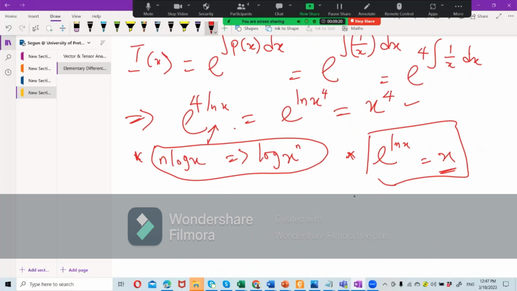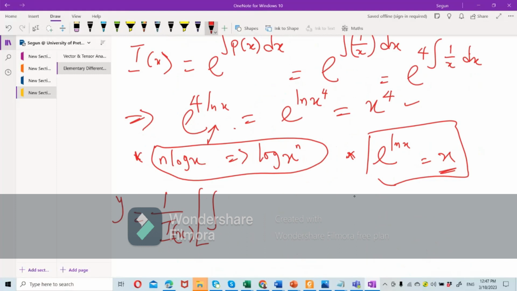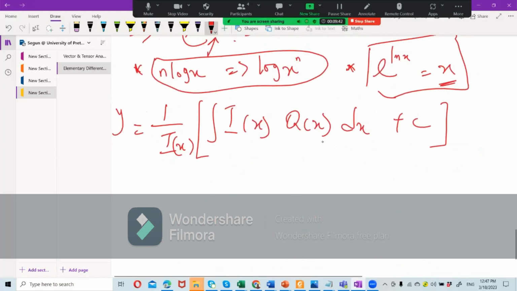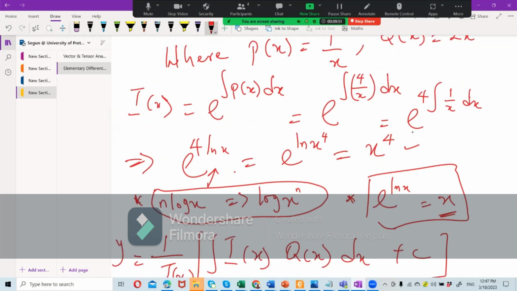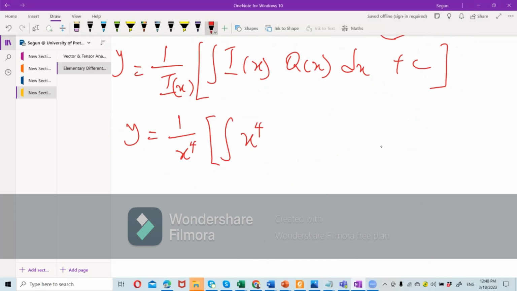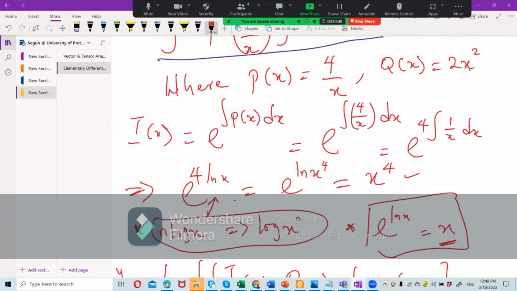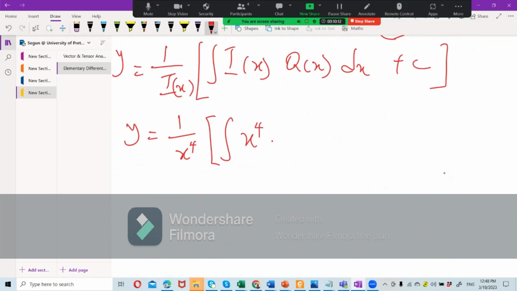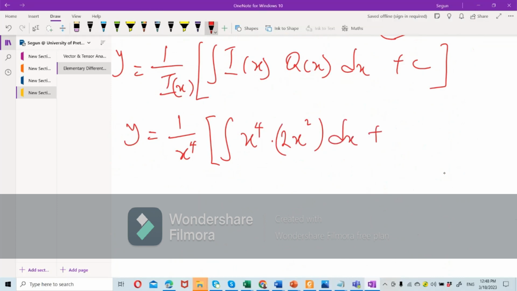Then we can proceed. The general formula says y equals 1 over I of x, times the integral of I of x, q of x, dx plus c. So we have y equal to 1 over, what is our I of x? Our I of x is x raised to power 4. So we substitute x raised to power 4 here in brackets, integral of x raised to power 4. What is our q of x? Our q of x is 2x squared. Substitute it, multiply by 2x squared dx plus c.